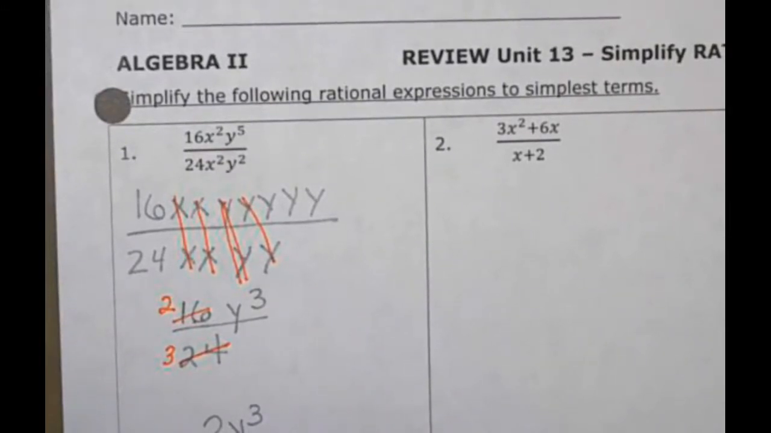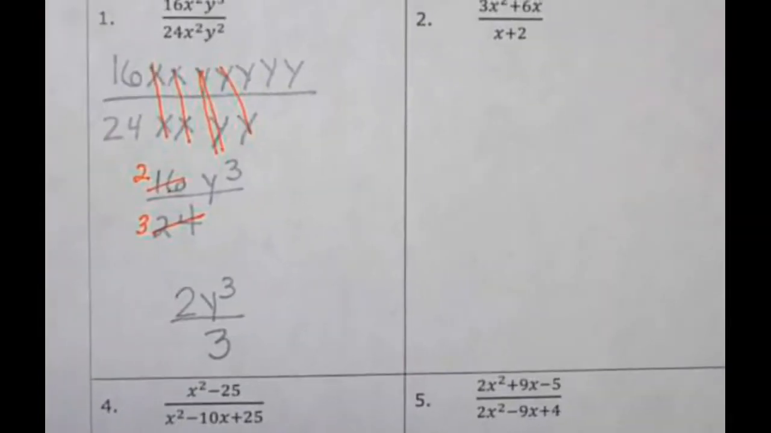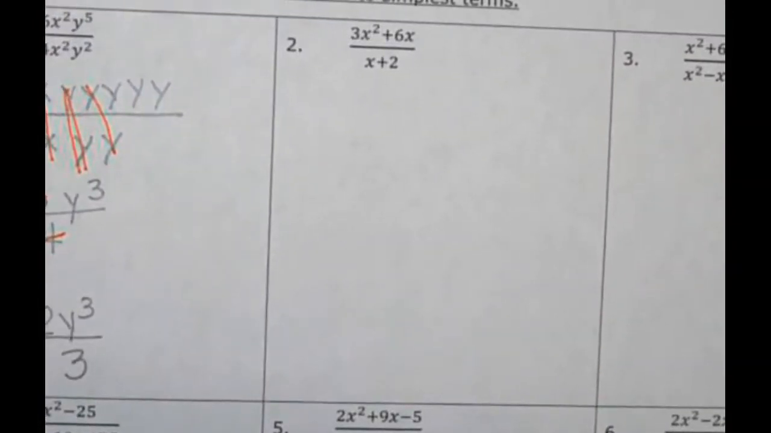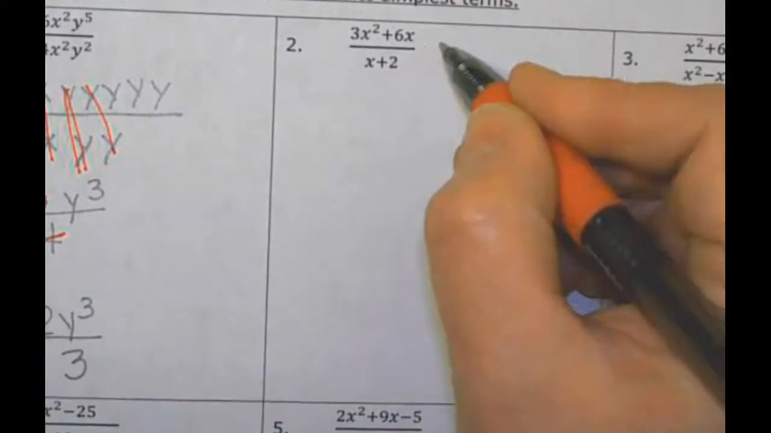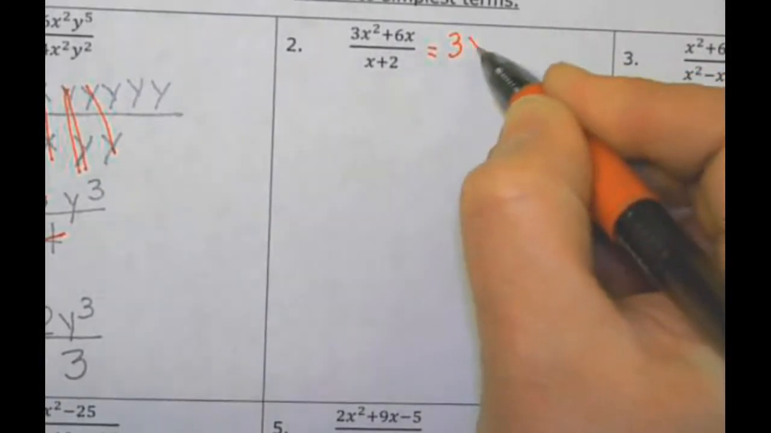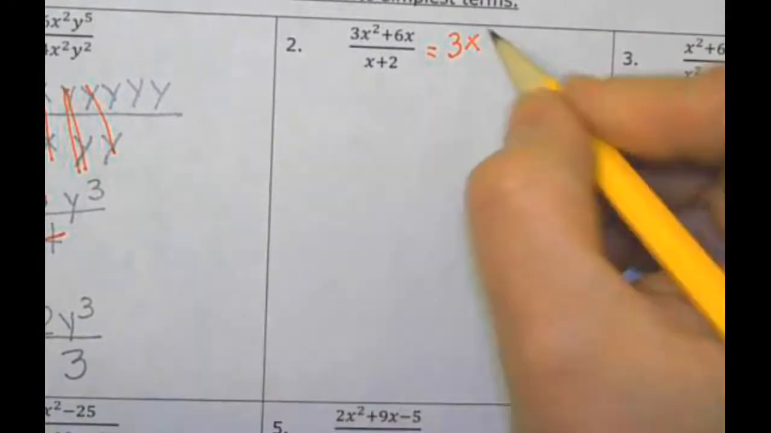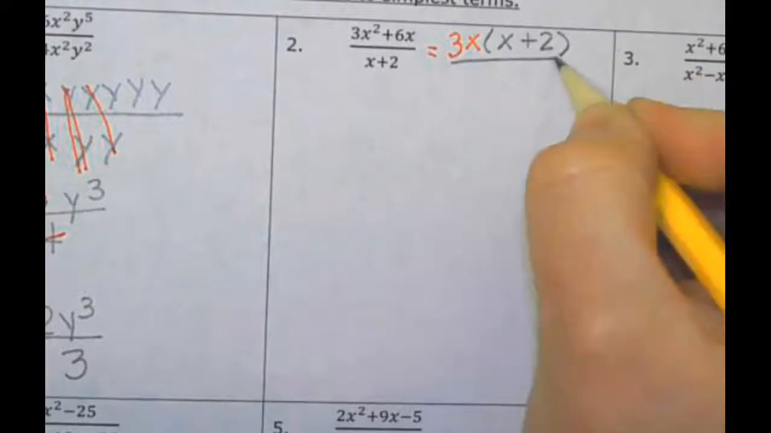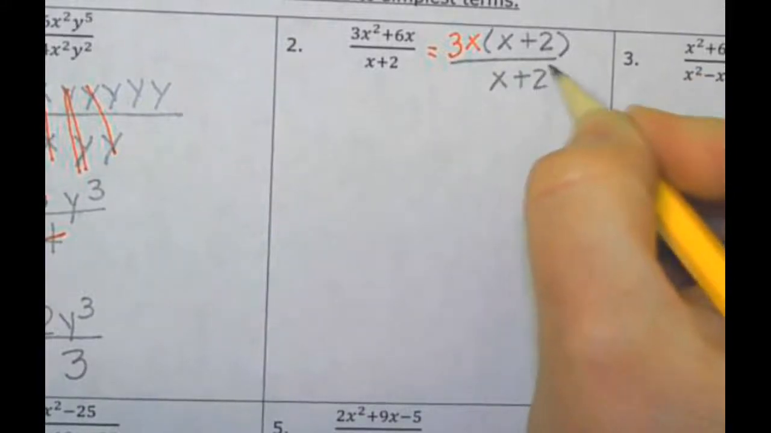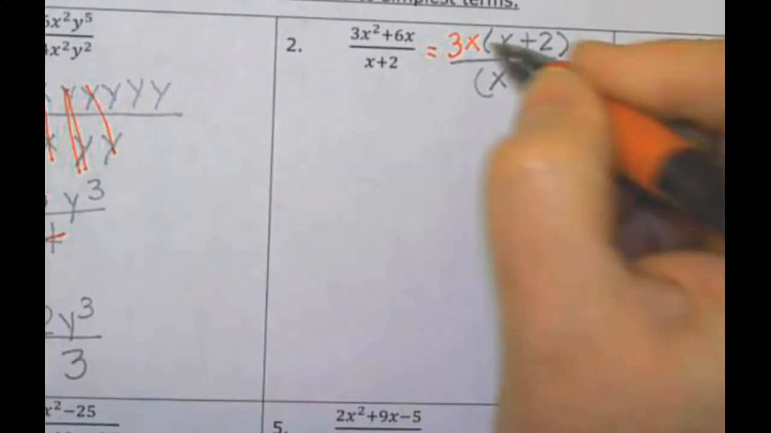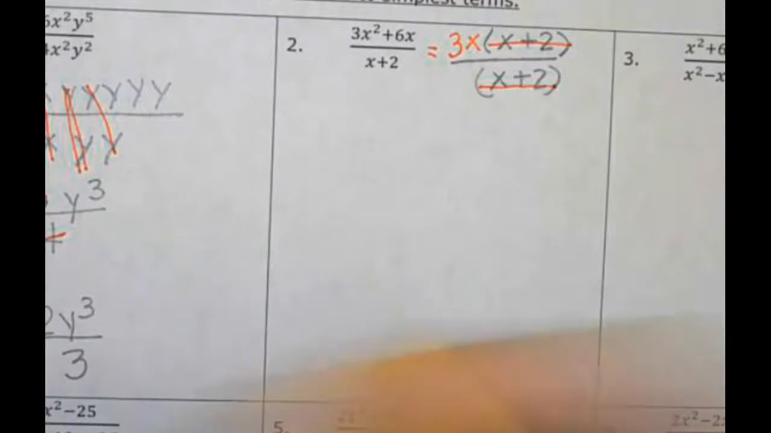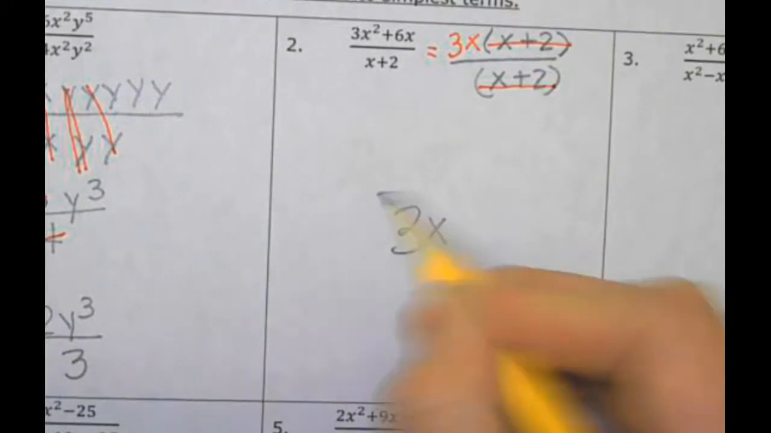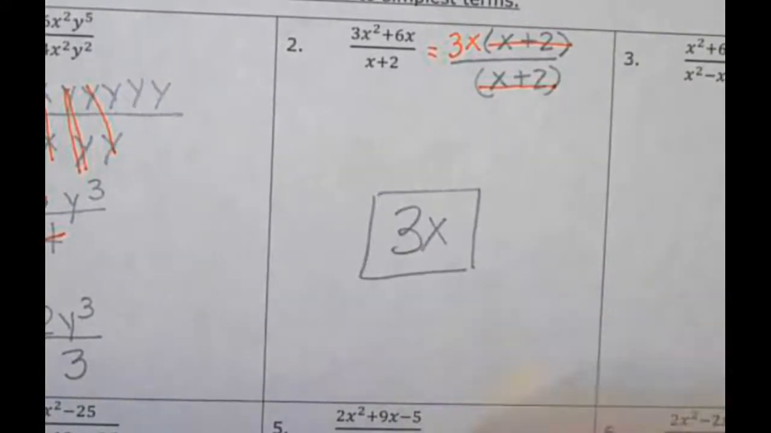In problem number 2, to factor out the common term, in the numerator, these will both divide by 3x. That would leave x plus 2. I have an x plus 2 on the bottom. X plus 2 cancels x plus 2. The final answer is 3x.